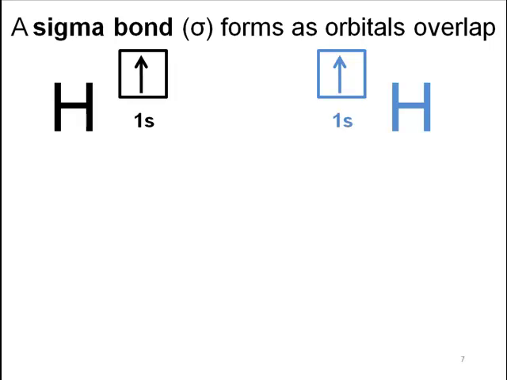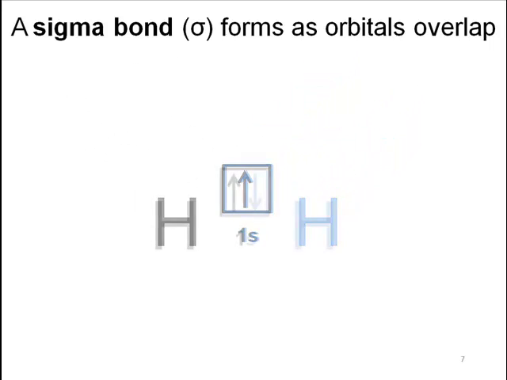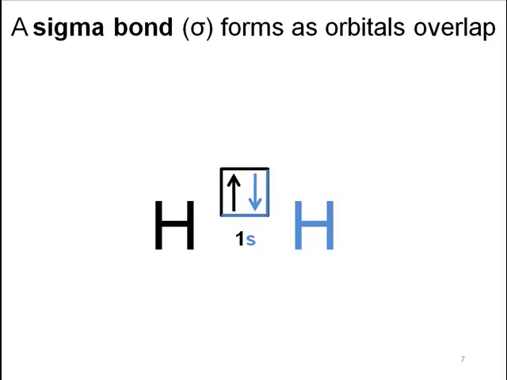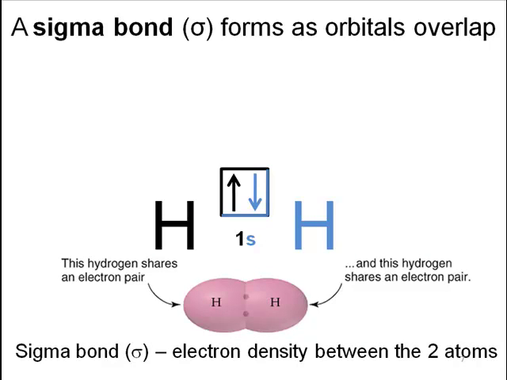So a sigma bond forms as orbitals overlap. If we take two 1s orbitals, we overlap the orbitals. There's our sigma bond between two hydrogen atoms, making H2. This hydrogen shares an electron. This hydrogen shares an electron pair. So the electron density between the two atoms, this here is representing the sigma bond with the electron density diagram shown there. So that's a simple bond between two s orbitals.